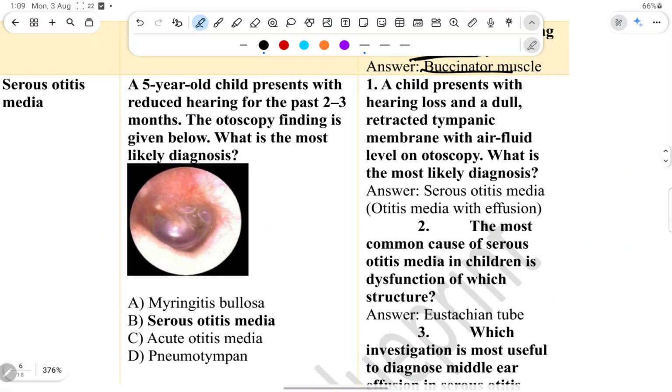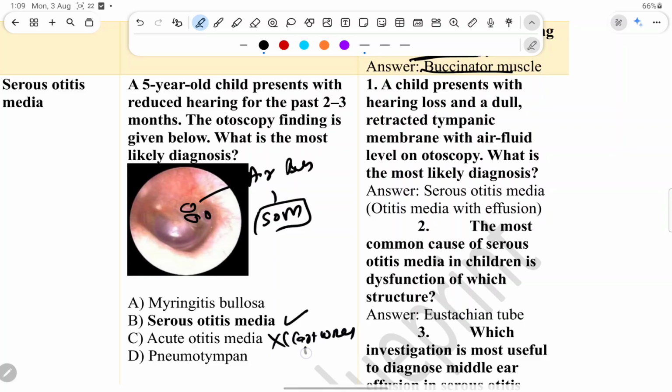In a 5-year-old child with reduced hearing for the past 2 to 3 months, the otoscopy findings show air bubbles, so it can be due to SOM, serous otitis media. Acute otitis media will present with other features like a cartwheel appearance, with a viral fever prodrome.